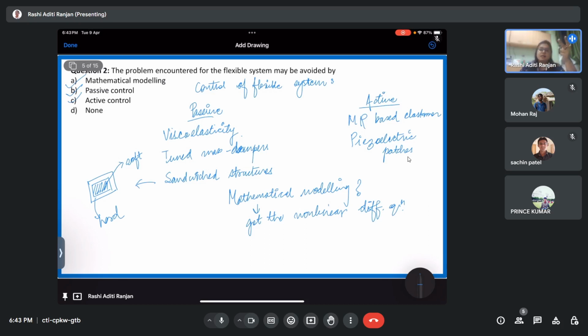Okay, then passive control by changing the material properties, by changing what value of viscoelasticity you want, by using tuned mass dampers, by using sandwich structures, by choosing what kind of material should be used in order to produce a sandwich structure. And third is active control, which includes MR-based elastomers, piezoelectric patches, use of a material that can actuate based on external stimuli. Okay, I hope that it is clear.